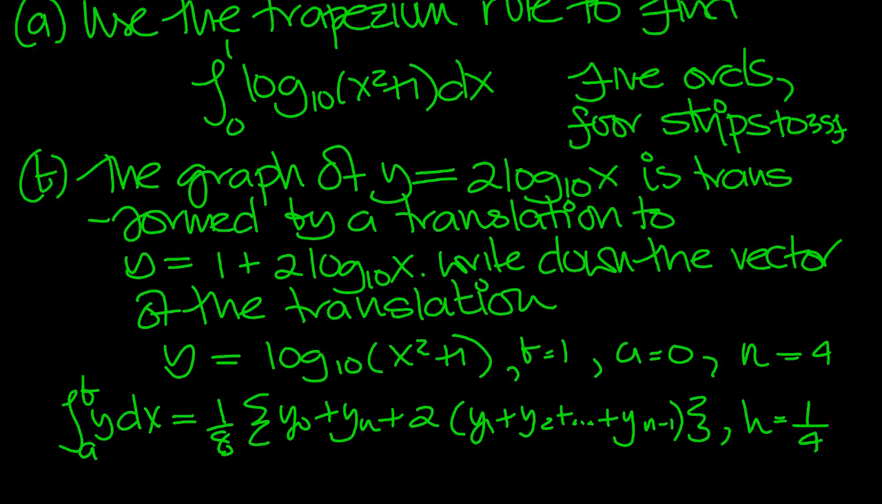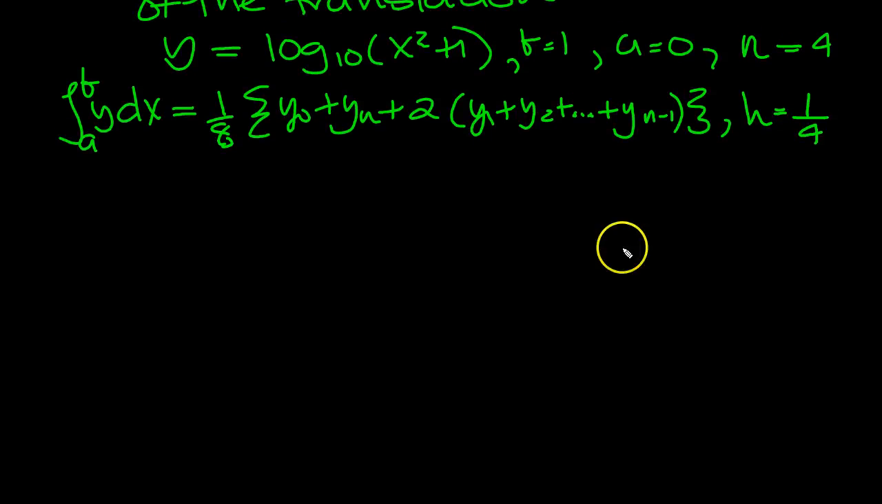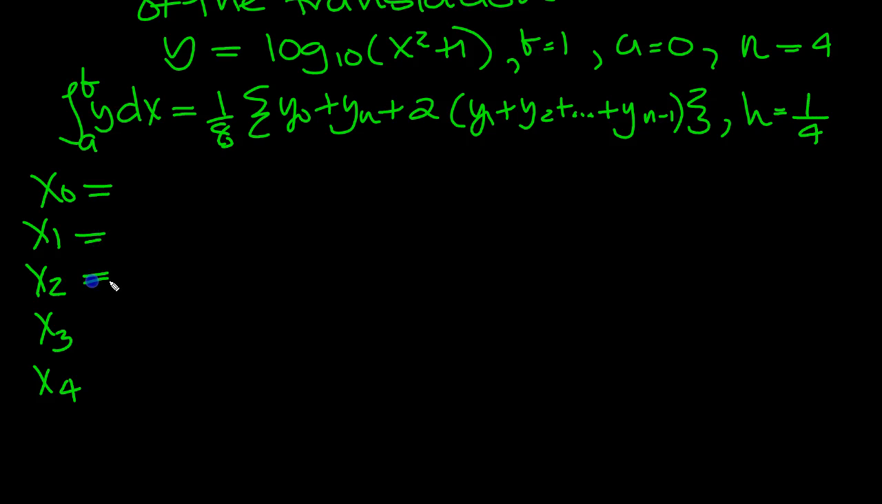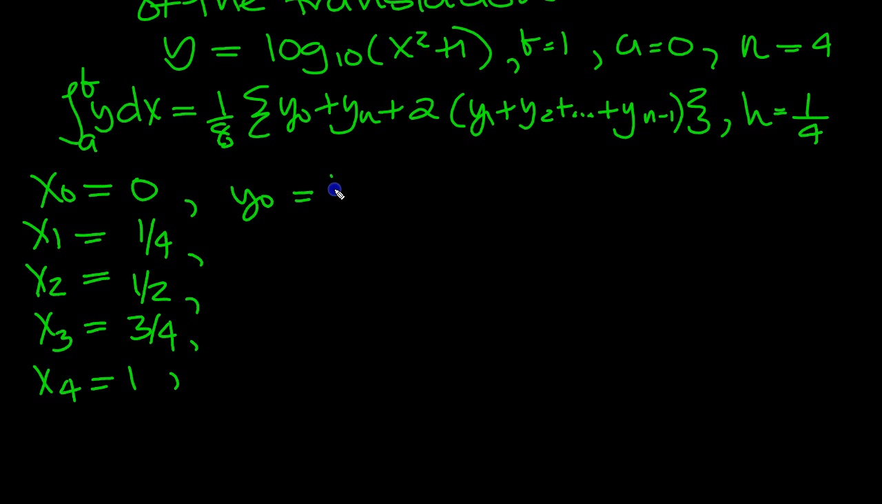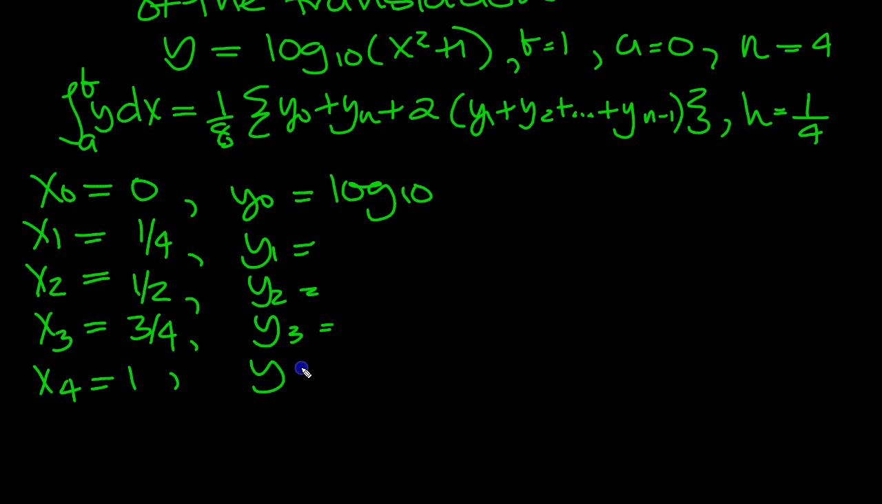Okay, so let's have a look at the ordinates now. So we've got x0, x1, x2, x3, and x4. 5 ordinates, 4 strips. We're going from 0 to 1, and h is 0.25, so it's a quarter, a half, 3/4. So there's our x ordinates. The y ordinates is equal to log 10 of, so let's put them down. So we've got log 10 again, log 10, and log 10 at the end.